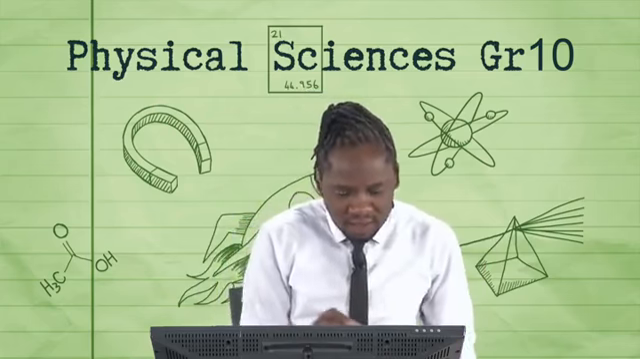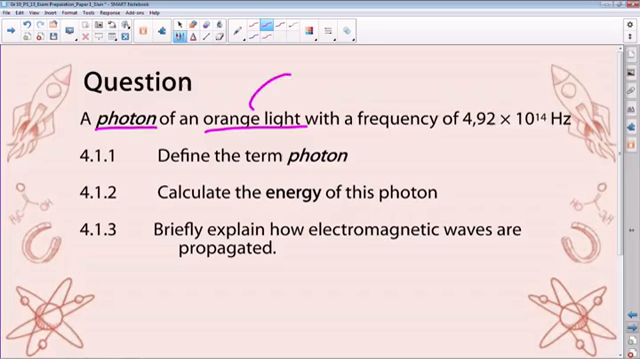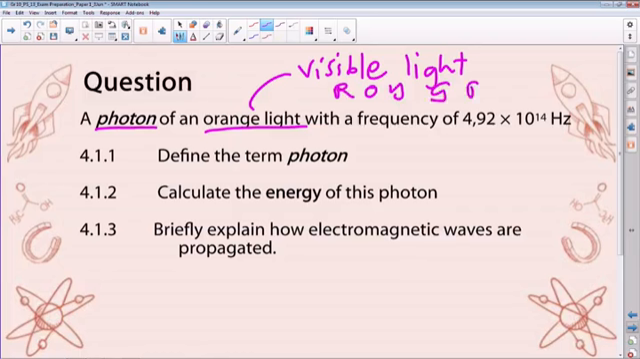In this case, it says a photon of orange light. This obviously is visible light. Remember, visible light is part of the visible range of the electromagnetic spectrum, the one that we refer to as ROY G BIV. So it means from red to violet, right? So orange is there in the visible range of the spectrum. So we are given the frequency in hertz, right?